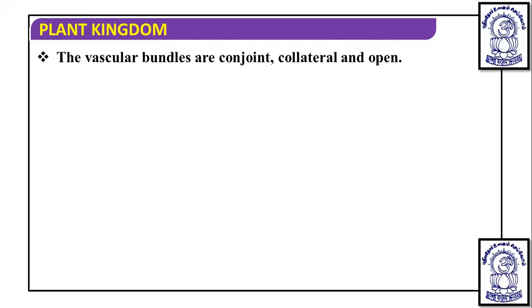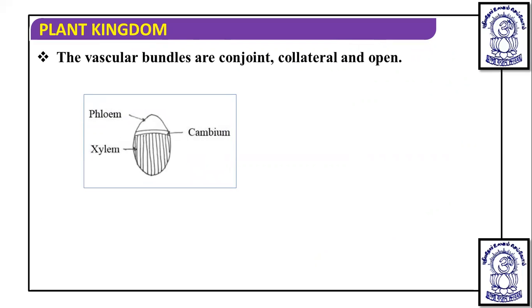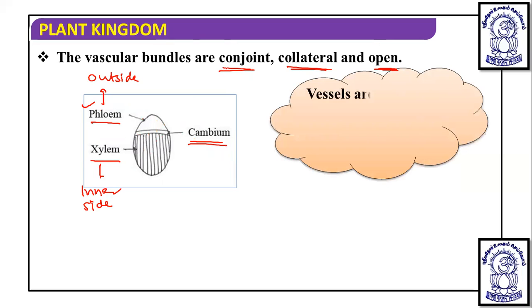If we talk about vascular tissues, they have conjoint, collateral, and open conditions. See, the phloem is outside, the xylem is inside, and in between cambium is present. Because of the presence of cambium, the term open is used. Collateral means phloem is outside and xylem is towards the inner side. And in this, cambium is present, and both are associated in the form of one vascular bundle. Because of this, it is known as conjoint. So this conjoint collateral open condition is seen.